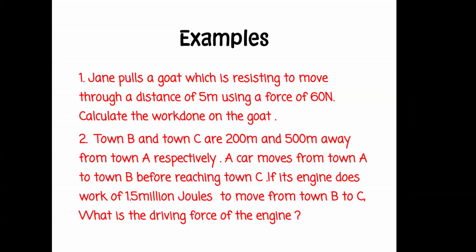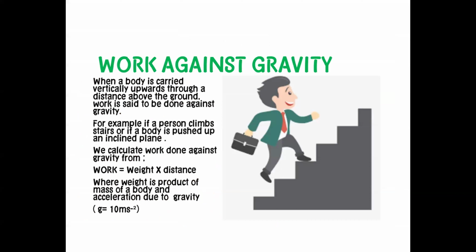So after those examples, first look at work done against gravity. The work that we have been talking about, force times distance, most of it is horizontal. But there is work done against gravity, and that work is vertical. Vertical means it acts from up coming down, or from down going up. Whereas if someone says horizontal, it means that it goes from left to right, or from right to left. Can someone read for us what we have on our screen?